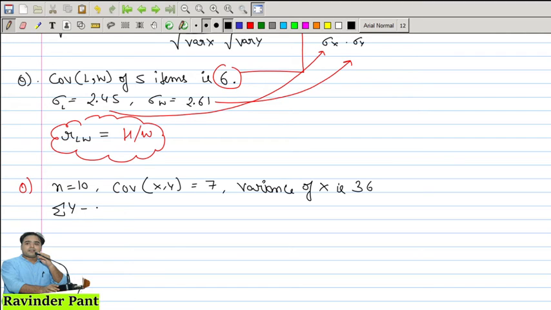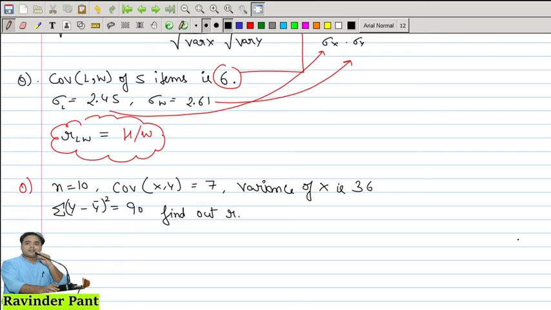Sigma (y minus y bar) whole square is 90. Find out R. So if you remember the concept of standard deviation, it is not a different concept for you.